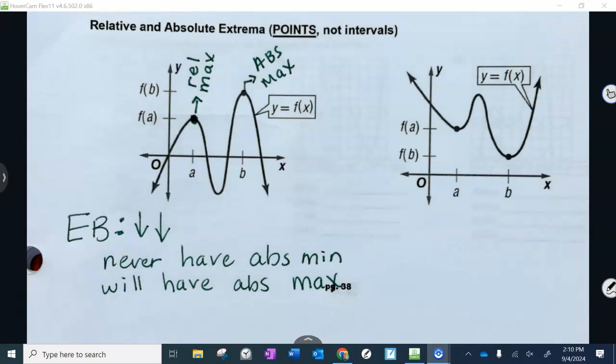The relative, you can have more than one relative. I can have like 300 relatives, maxes and mins, doesn't matter. But I can only have one absolute.